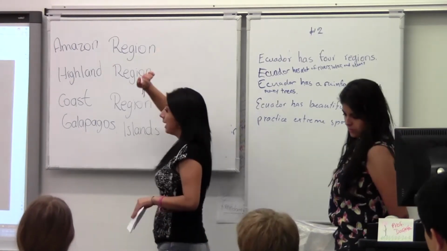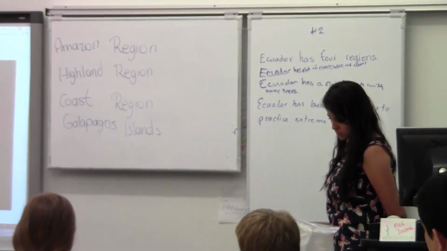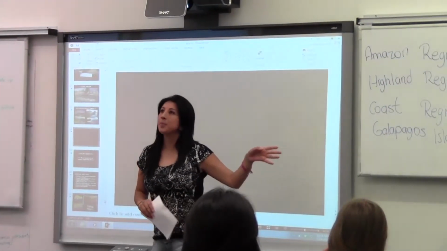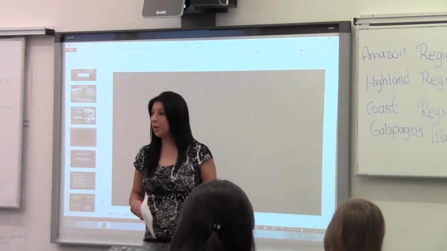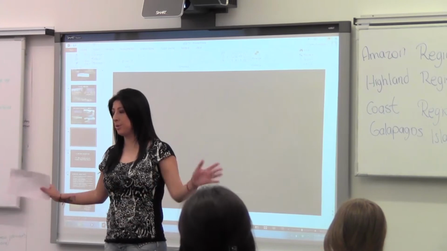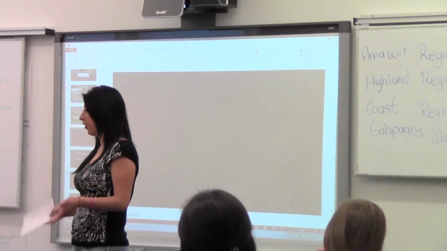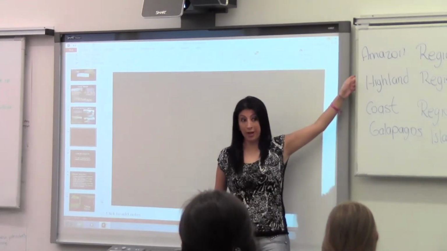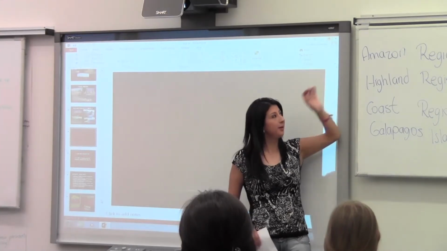For example, the Amazon region is the largest region in Ecuador. This region is characterized because it has jungles and also long rivers. Also, it is a region that has a lot of rainforest. So that's why this region is really important for Ecuador, because of the rainforest that we can find there.